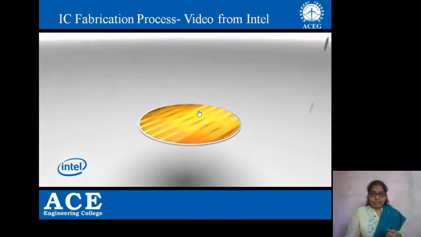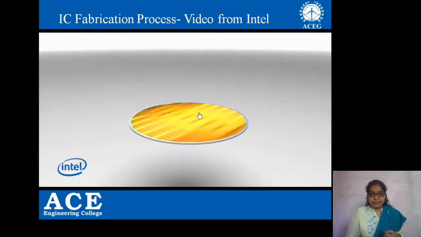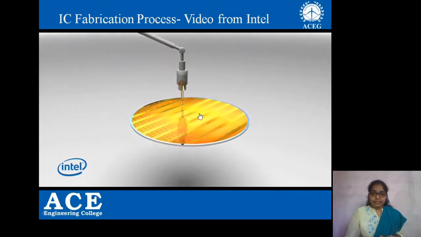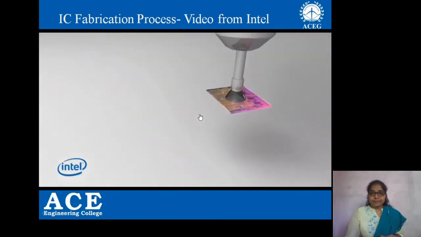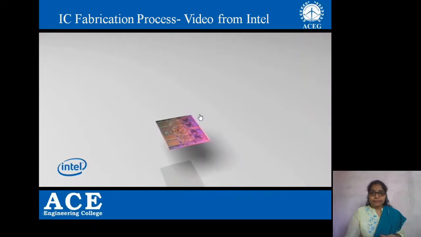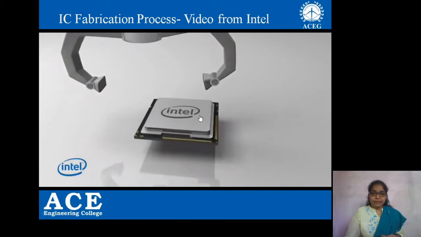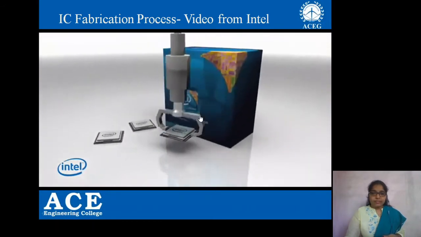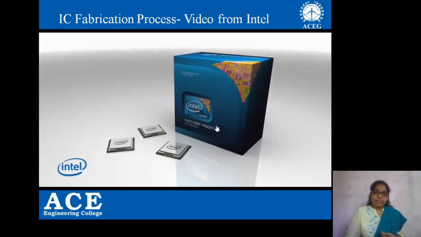After all the processing is done, all the dies are cut with diamond blades, and then we have probe testing. After testing, all these ICs are placed in a plastic case. You can observe here, this IC is kept in a plastic case, and these ICs we can use in our CPUs. So this is how Intel manufactures its processors.